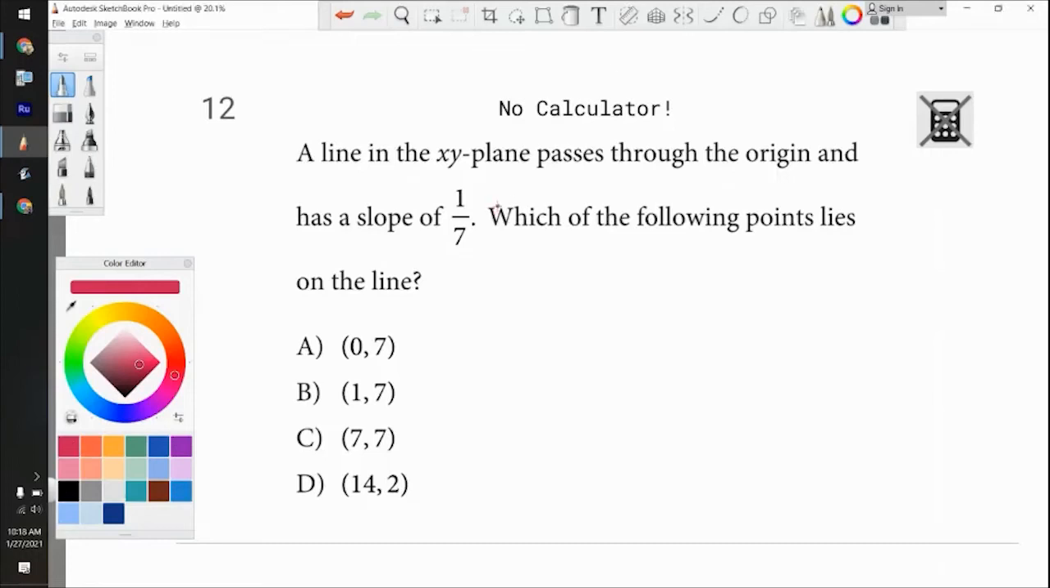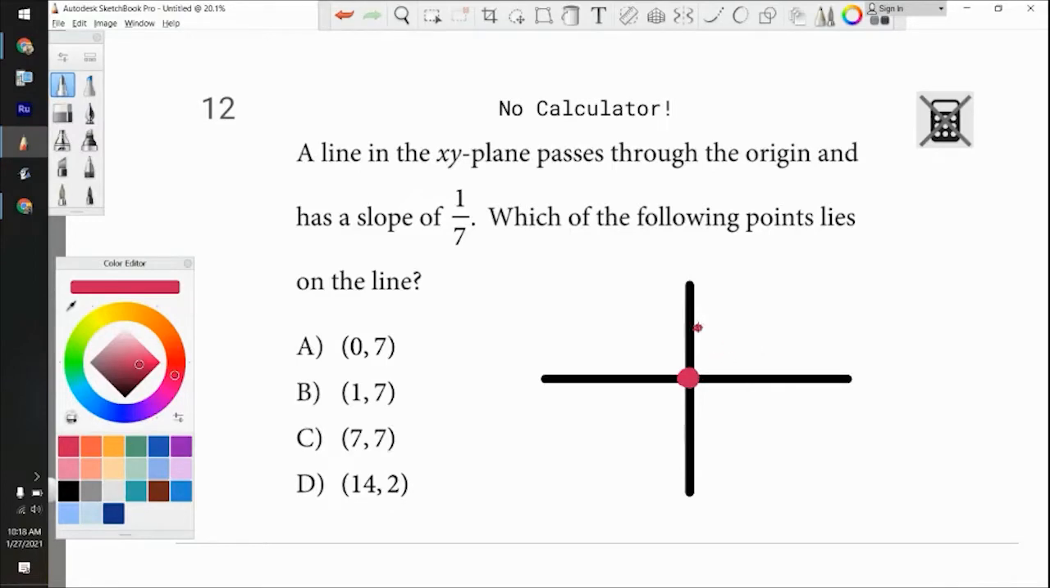All right, so it says a line in the XY plane passes through the origin. So right away, I'm just going to draw this. So we have an XY plane here, and there's a line that passes through the origin, and it has a slope of 1/7.